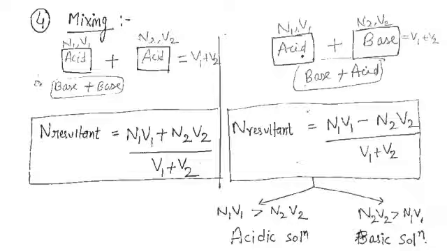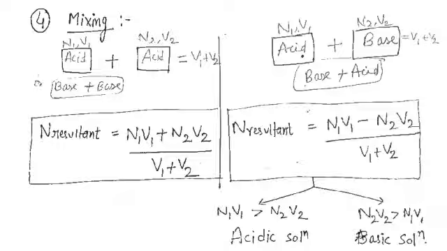So N1 V1 is for the first solution to which you are adding the second one, whether you are adding acid into acid or base into base. These are the corresponding normalities and volumes, divided by the total volume. That will be the resultant normality.